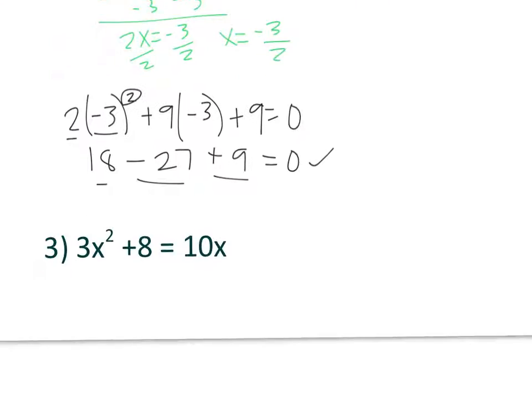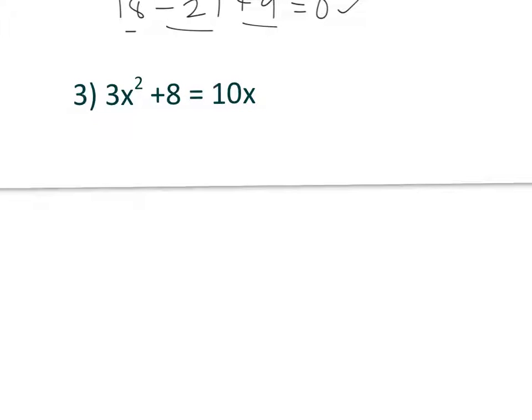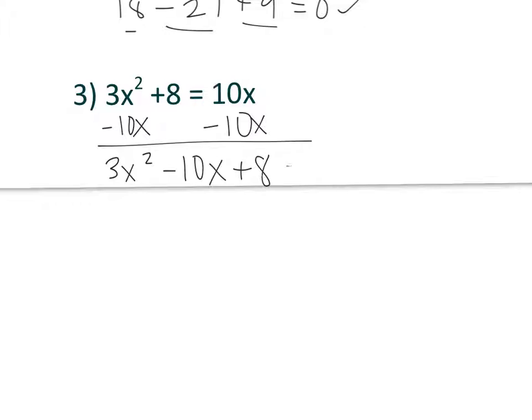Okay, let's look at the last example here. Ooh, so I see a 10x on the wrong side, so I need to move that to the other side to get my equation equal to 0. And I get 3x squared minus 10x plus 8 equals 0. Make my snowflake method. Factors of 24 that when added together give me negative 10.